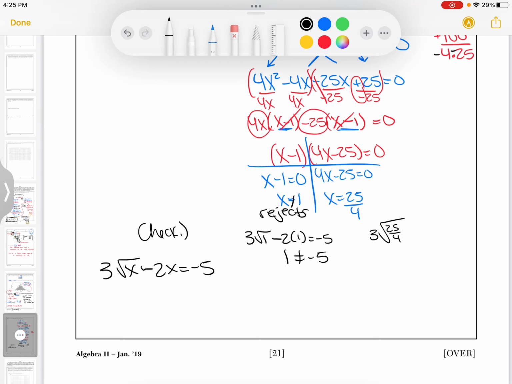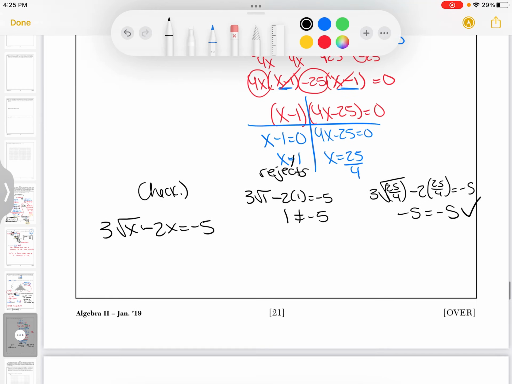3 times the square root of 25 over 4 minus 2 times 25 over 4 equals negative 5. You can plug that into your calculator. You can trust me though, it is negative 5 equals negative 5. That does check. Please do practice plugging it in your calculator to make sure you get negative 5. There's a lot of fractions going on. Fractions go in parentheses. So that answer does work. That means that is my final answer. I'm just going to box it in there, or you can put it in your squiggly wigglies, 25 over 4.